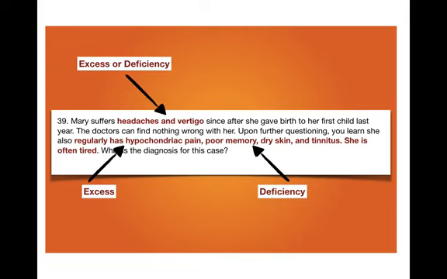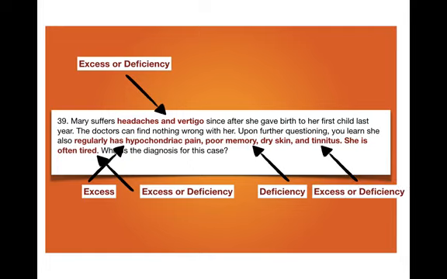Then we have hypochondriac pain. Hypochondriac pain always refers to liver. It's always excess. Now, if it said dull pain, that might be deficiency, but hypochondriac pain is always an excess condition. Then we have tiredness, and tiredness can be excess or deficiency, and tinnitus can be excess or deficiency. Okay, so now we've got everything labeled.